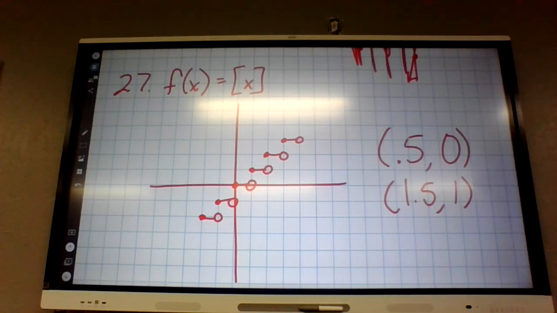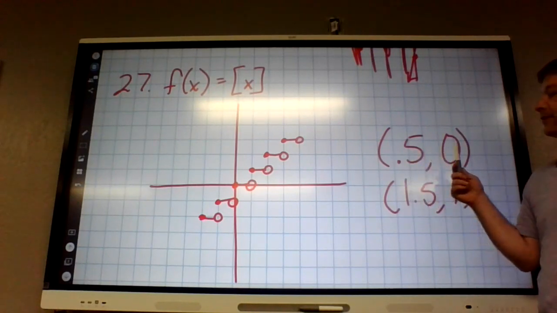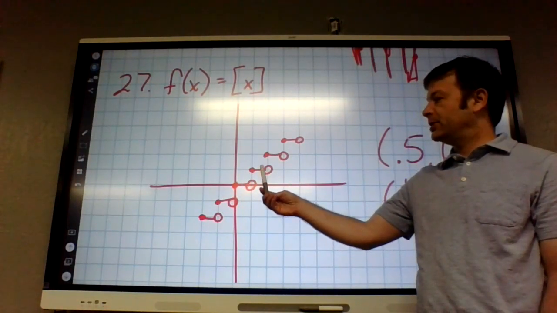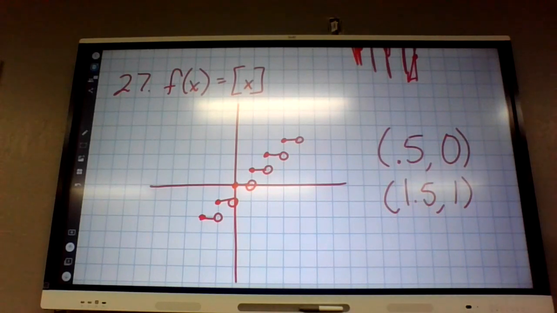Can you help me understand how you got the 0.5 and 0? I just made them up as an example to remind you what the function does. Also, it helps figure out what the graph should look like. At 0.5, the graph should be at 0. At 1.5, the graph should be at 1. 2.5, 2. Some examples.